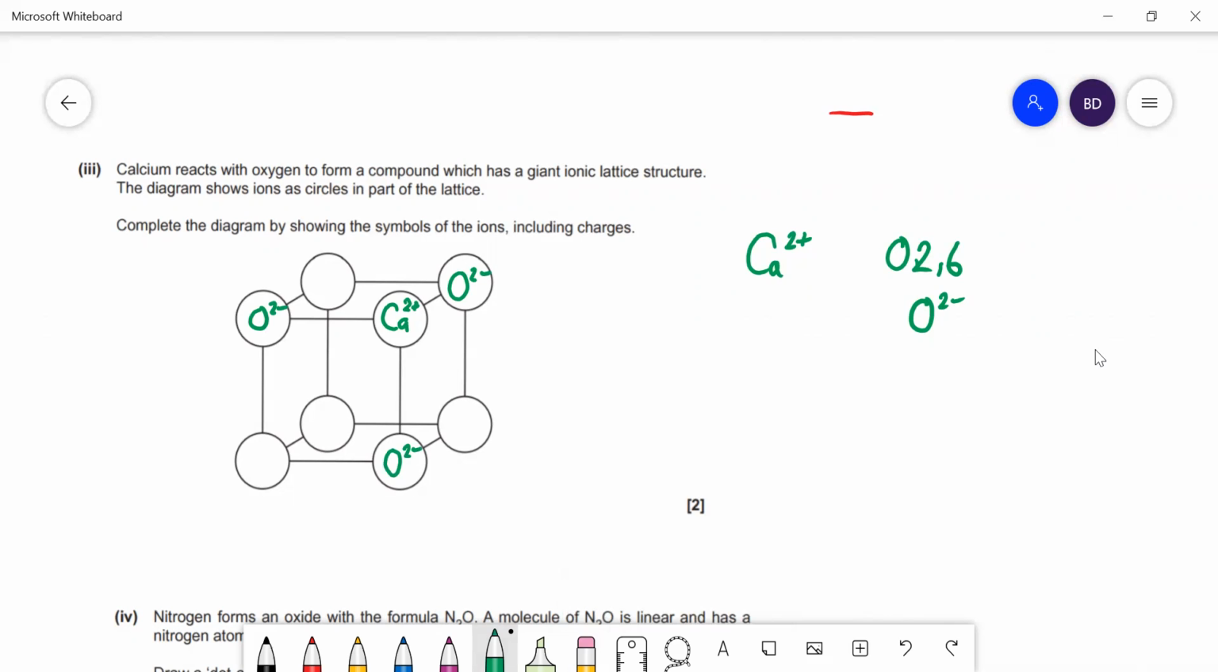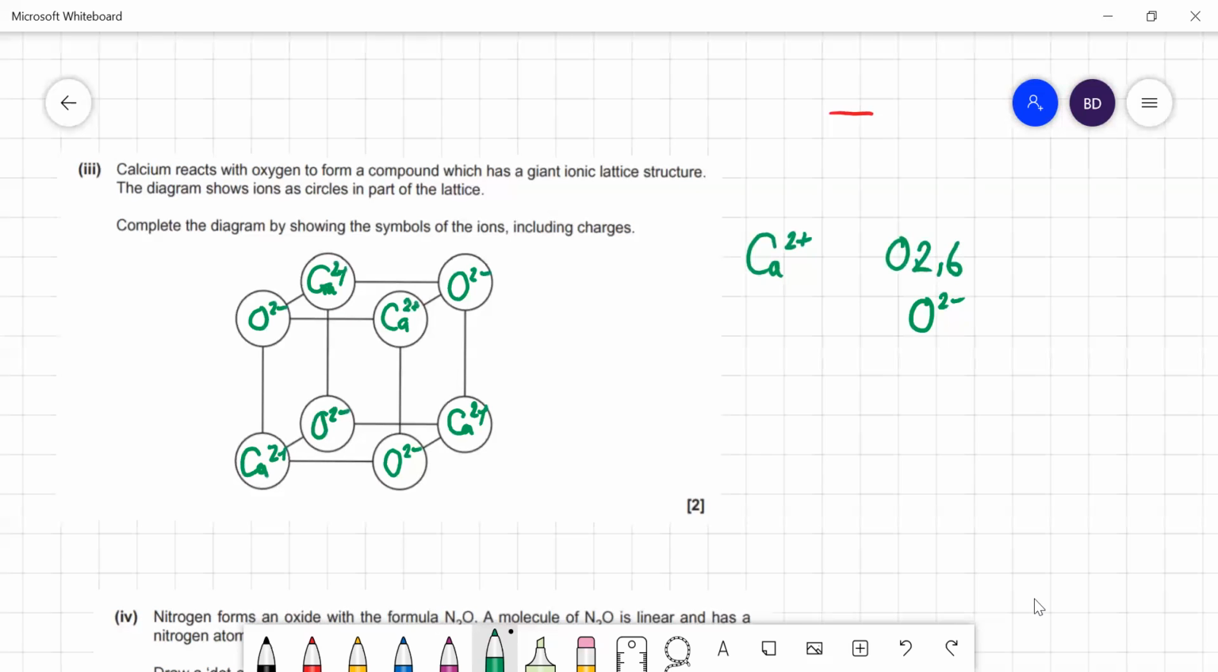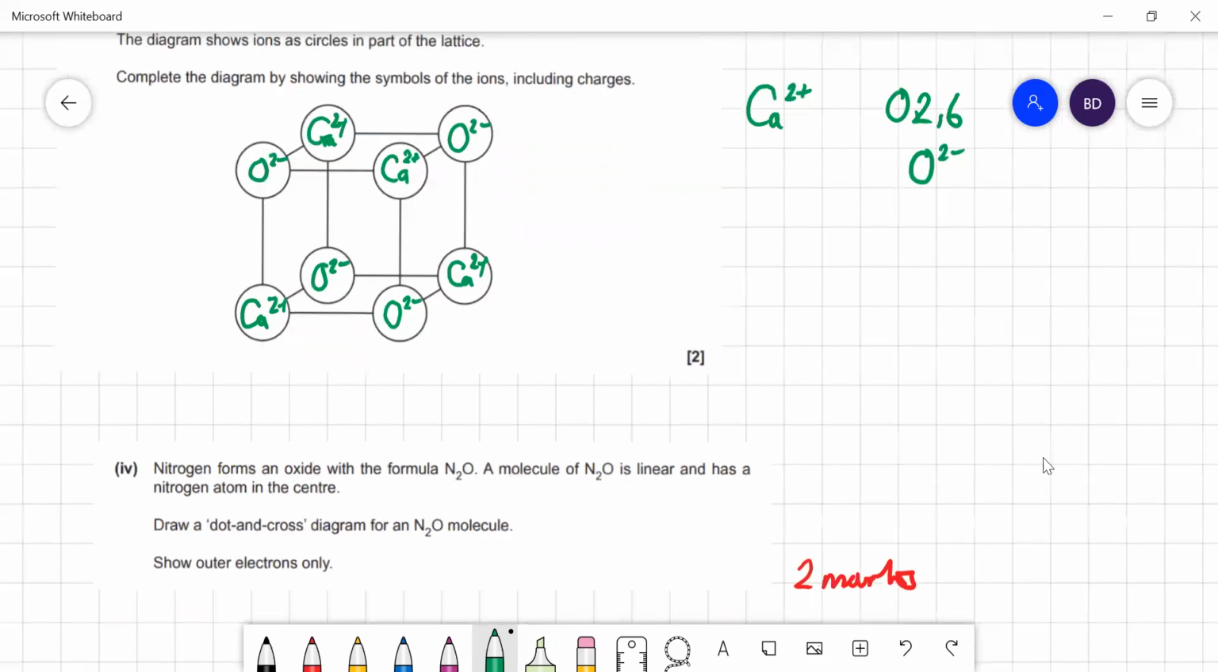Okay, and you're going to get next to that, right, that's going to be surrounded by calcium 2 plus. That will be a calcium 2 plus. That one's got to be a calcium 2 plus. And this one here connected to the calcium has got to be an oxide ion. So alternate positive and negative ions.